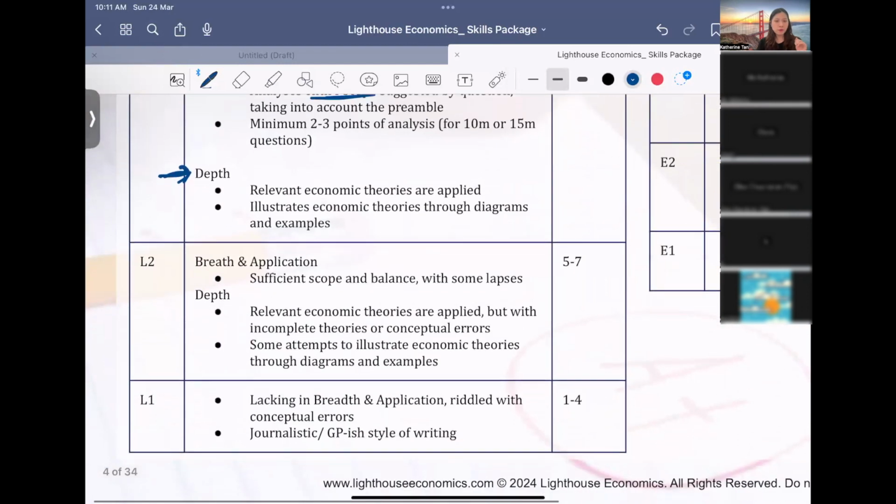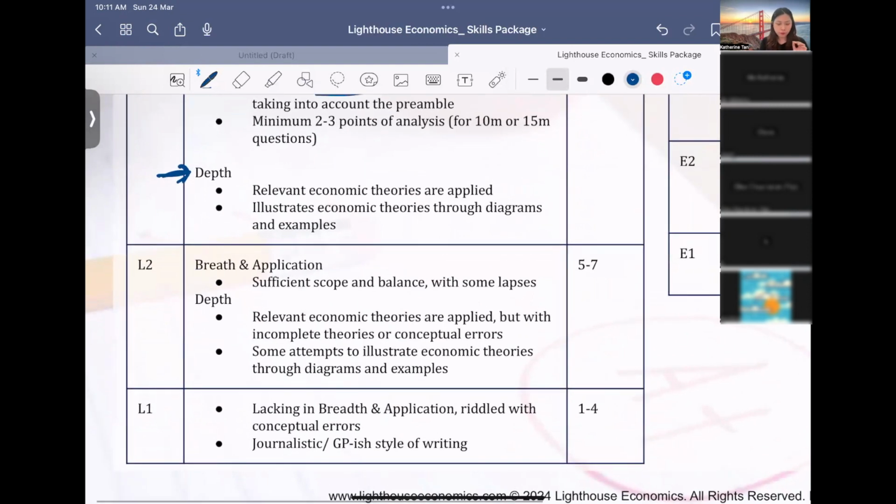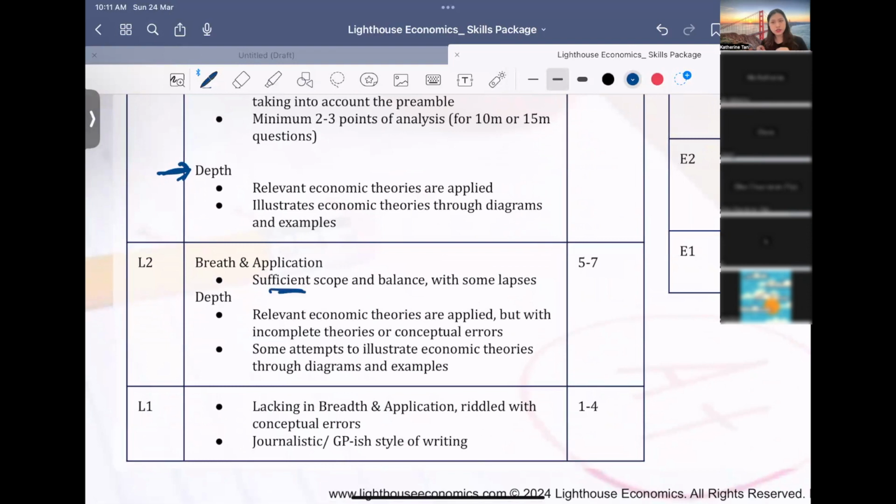What I will assume is that most of you will usually fall into L2. Unless you're very, very bad, you fall into L1, like if you completely missed the question. But generally, people fall into L2 because you do have some form of scope. You have sufficient scope, but maybe you're missing one or two components suggested in the question.